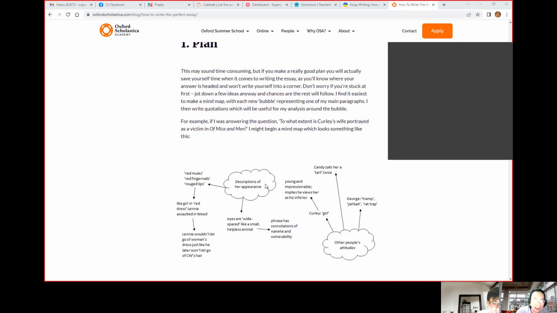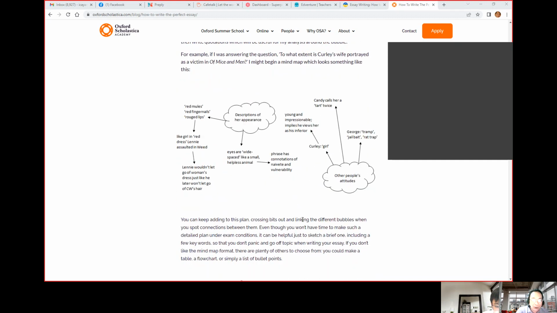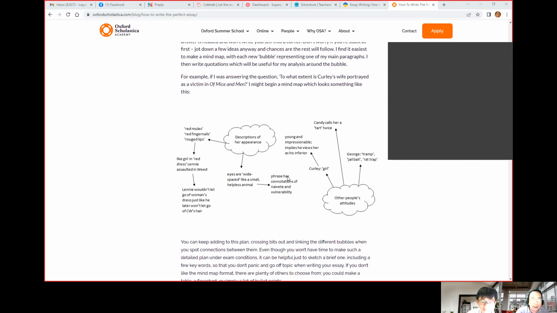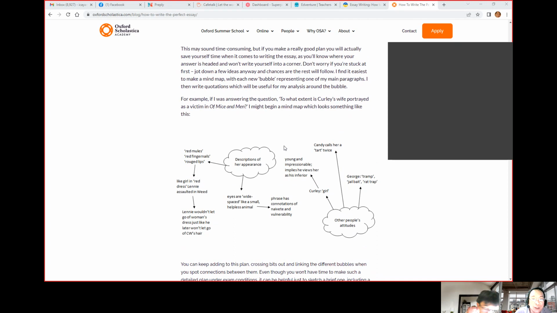You can use this particular example, but you can also use another one. These are just examples, but you can use another format also. In this particular format, the writer uses what is called a mind map. She uses a mind map, just like for example this one. It's two big ideas, for example, descriptions of her appearance. She is going to write an essay all about Curly's wife portrayed as a victim in Of Mice and Men. So that would be her essay to write.